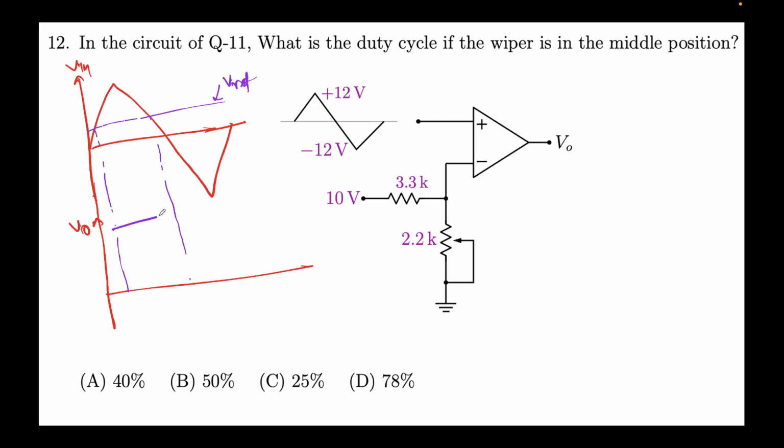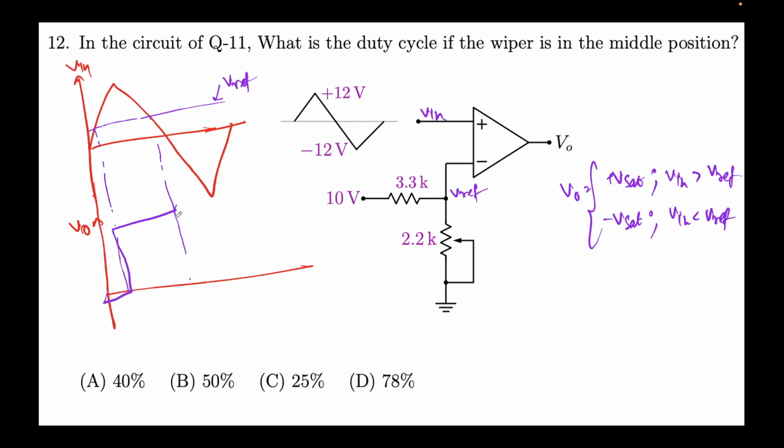So V output will be high. Why? Because we know V output is plus V sat, if V plus, in this case V in, is greater than V negative, which is nothing but Vref, that is the voltage here, and minus V sat if V in is less than Vref. So here it will be 0, right? And it will go like this.